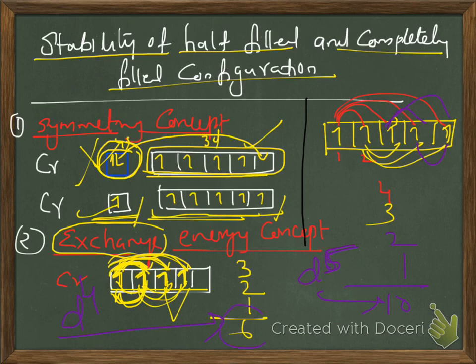So here we have 6 exchanges, here we have 10 exchanges. So the energy of this system will be less than this one. Lower energy means higher stability. Lower the energy, higher will be the stability. So this exchange concept can also be used to explain the stability of half filled and completely filled configurations.